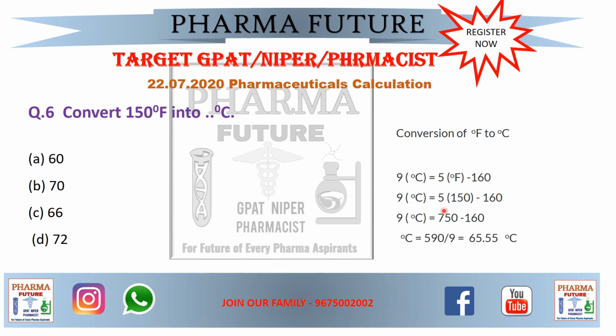It is a fixed formula. We have to put the value of Fahrenheit into this formula: 9 degrees Celsius is equal to 5 into 150 minus 160. 5 into 150 is 750, minus 160. Then 750 minus 160 is equal to 590. Then this 9 is transferred to the other side. Then 590 divided by 9 is equal to 65.55. So 65.55 degrees Celsius. The nearest answer is 66, so 66 is the right answer.